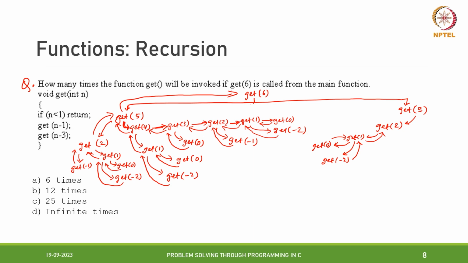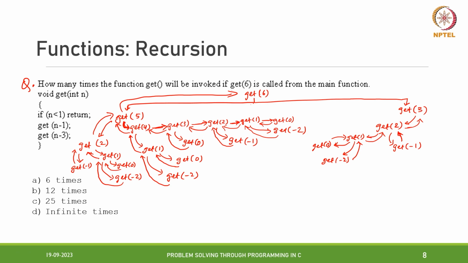Now get of 2 has done the n minus 1 case. It will now call get of 2 minus 3, which is minus 1. But this will return immediately because it satisfies the condition. Now get of 2 has done all the statements. It has done the n minus 1, it has done the n minus 3. So it will return the control to the function that called it, get of 3.